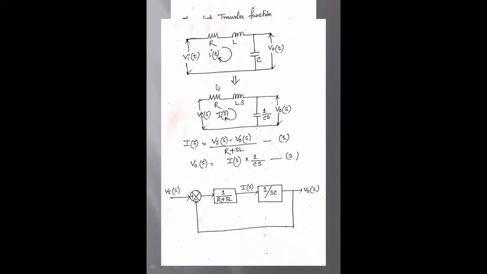Now we are dealing with the closed loop transfer function. From the previous slide, it is clear that the open loop transfer function is 1 by sC into (R plus sL). The feedback that is given to this particular system has a value of H(s) equal to 1. The value of feedback is 1.